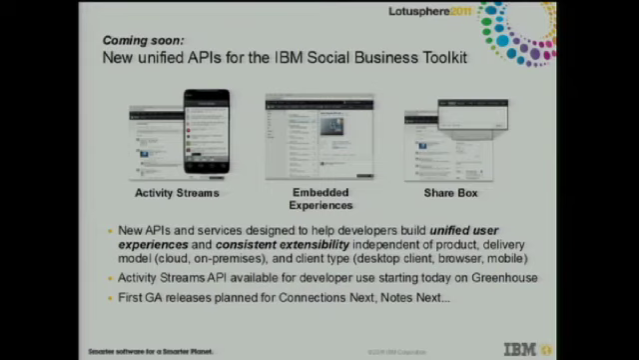The Activity Streams API that we went through earlier today in the Project Vulkan session is the first thing that is going to be out. In fact, we have a developer edition of that out today on Lotus Greenhouse, and the general availability of these capabilities will be coming through our core product releases that are forthcoming, so Connections next, Lotus Notes next, and so forth, because the whole idea is to enable those runtimes to play in this environment.